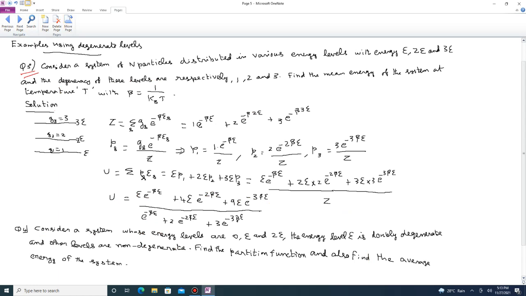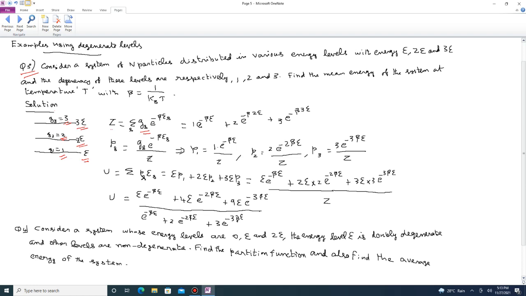So now here, the first level is energy E and the degeneracy is given as 1. Second level is energy 2E and the degeneracy is 2, and the third level is energy 3E with degeneracy 3. So in that case, what is the expression for Z? Z is equal to summation over s. So the multiplicity of the level g_s is included in this formula. So summation over s, g_s e power minus beta E_s.